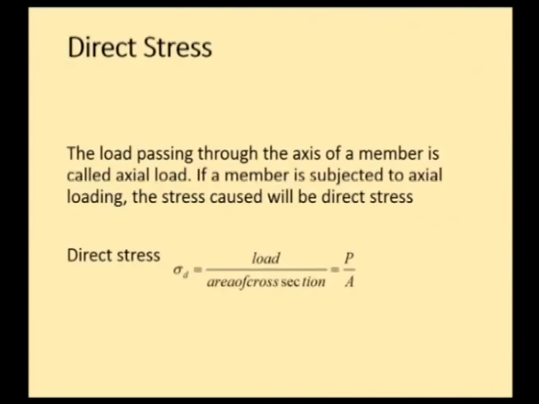We will also see the difference between short columns and long columns. That depends on the slenderness ratio, which will also be discussed while dealing with the theory of long columns. Now, we will see what a direct stress is. If a member has load passing through its axis, then we say that it is an axial load. So, a member subjected to axial load will be subjected to direct stress.